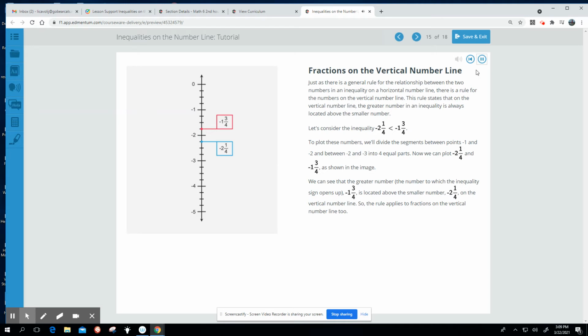To plot these numbers, we'll divide the segments between points -1 and -2, and between -2 and -3 into 4 equal parts. Now we can plot -2 1/4 and -1 3/4, as shown in the image. We can see that the greater number, the number to which the inequality sign opens up, -1 3/4, is located above the smaller number, -2 1/4, on the vertical number line. So, the rule applies to fractions on the vertical number line too.